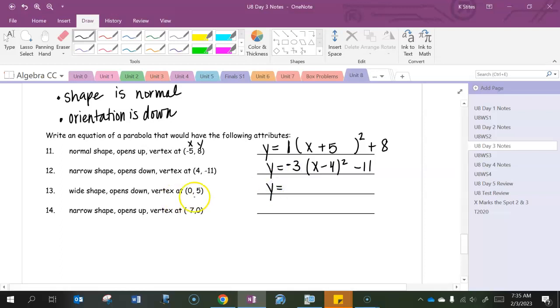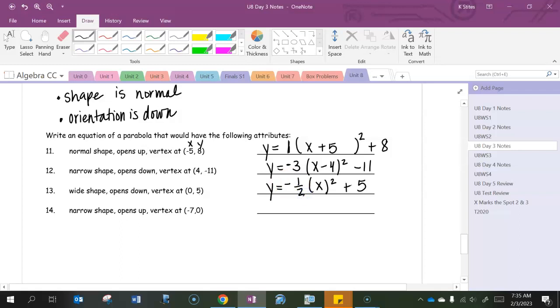Okay, next one, vertex at 0, -5. So we change the sign. So 0, though, like you can't really change the sign for that. So you can actually just put x if you want. If you want to put x plus 0 or x minus 0, you can. But you can just go ahead and put x. Make sure you square it. Keep the 5 the same. It's wide, so we're going to need to have a fraction. And it's opening down. So I'm going to put a -1/2.